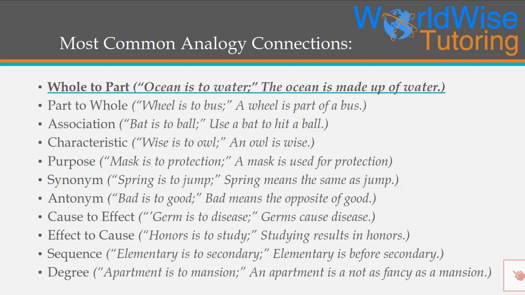We just saw an example of a whole to part where the tree was the whole and the trunk was the part, just like flower was the whole and stem was the part. You could also see it in the reverse, part to whole. You can see an association, a characteristic, a purpose, synonyms, antonyms, cause to effect, effect to cause, sequence or degree. Feel free to pause the video at this point to jot down some examples of each of these type of analogy connections.